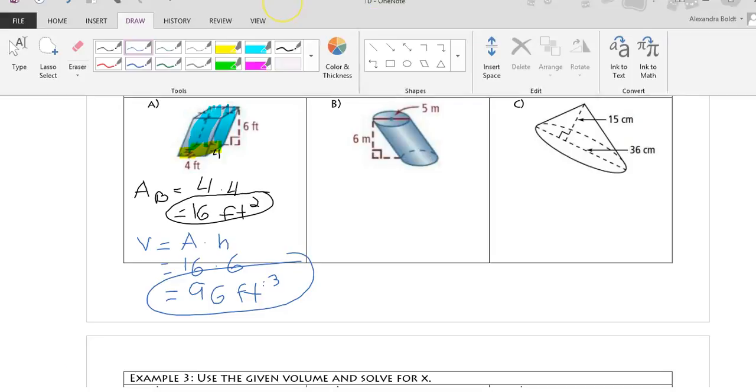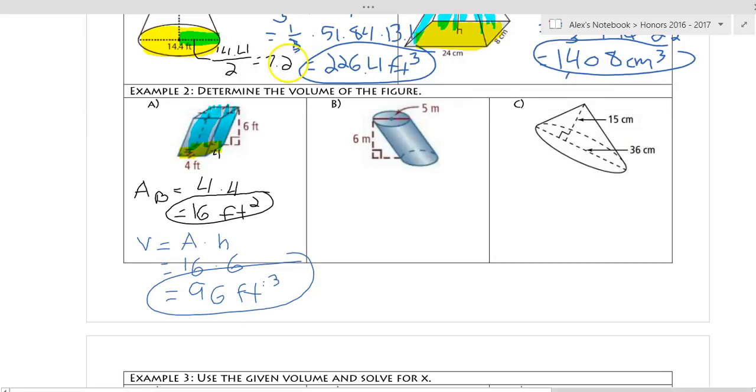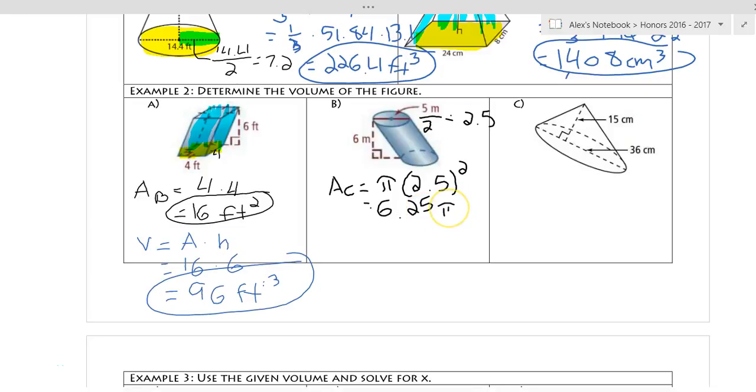Alright, looking at B, this is a cylinder, but it's still the same type of thing. So my area of that circle, be careful, because I have to divide this by 2 to get the radius. So it equals pi times 2.5 squared. And 2.5 squared is 6.25, and then I can't forget that pi. And this is meters squared.